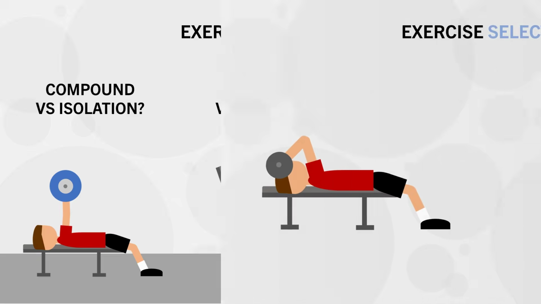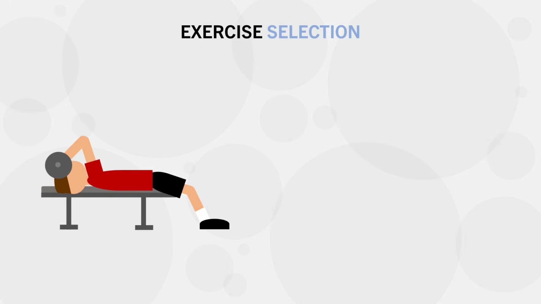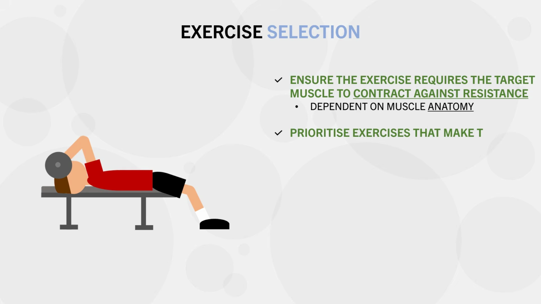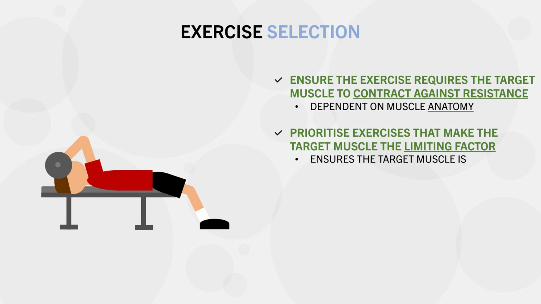First and most important, we want to make sure the exercise requires the target muscle to contract against resistance. This will be based on the anatomy of the muscle and the movement pattern of the exercise. Second, we probably want to prioritize exercises which have a higher chance of the target muscle being the limiting factor. This is to ensure the target muscle is maximally stressed. For example, an overhead press will train the triceps to some extent, but they are unlikely to limit performance before the delts.